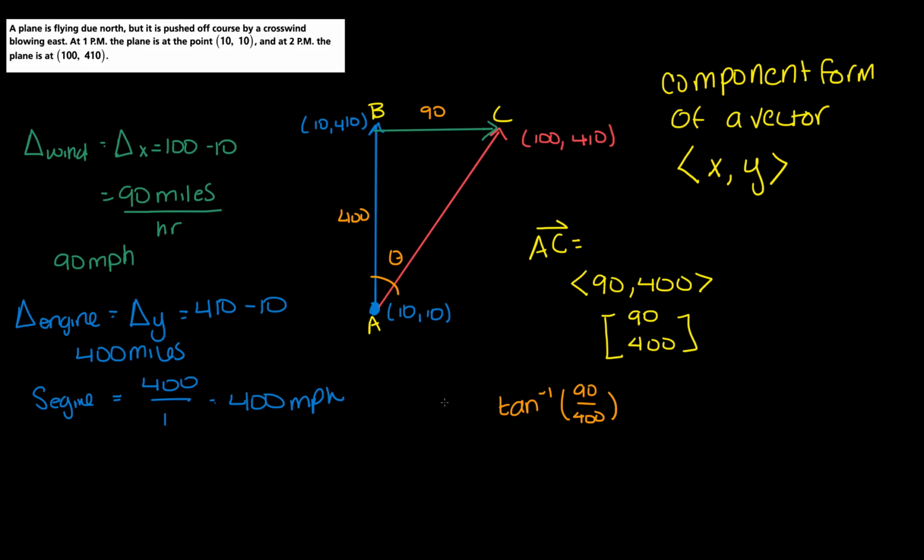And this is the angle the plane is moving. Since both components are positive, we're in quadrant 1, so we don't have to worry about it being like 127 degrees or anything like that. I could use my calculator for this. Make sure that your calculator is in degrees and not radians. We get roughly 12.7 degrees.